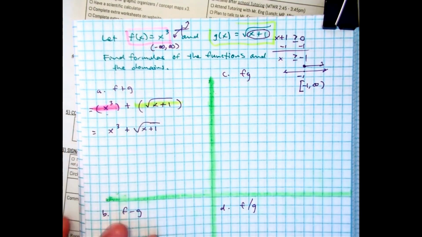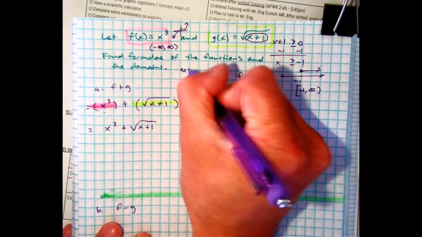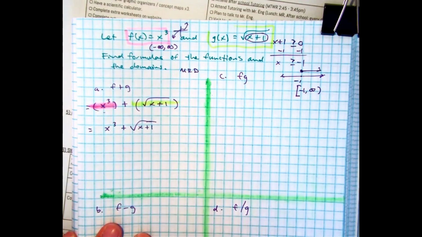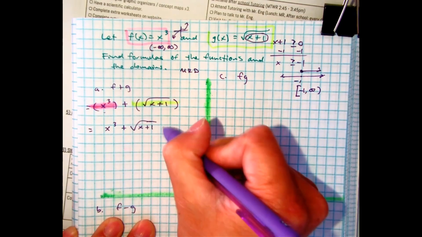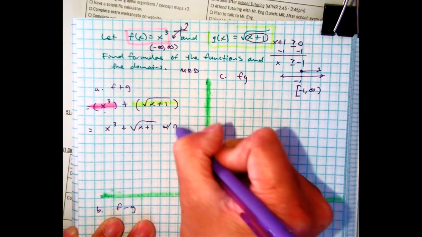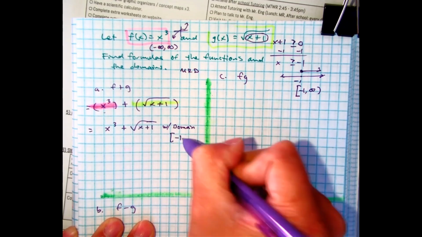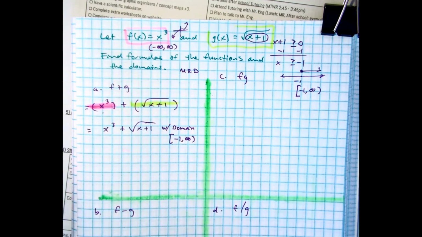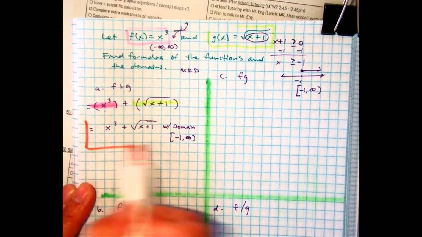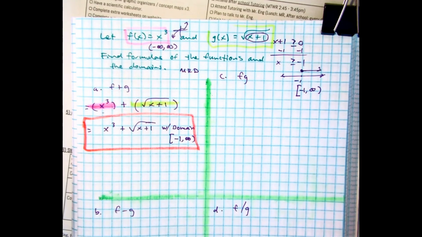Okay, question. Which one is the most restrictive domain? Most restrictive domain. Which one? Yellow. The yellow one. So I'm going to write that. So we can write with domain bracket negative 1 to positive infinity. That's my answer. Okay, let's try another one.